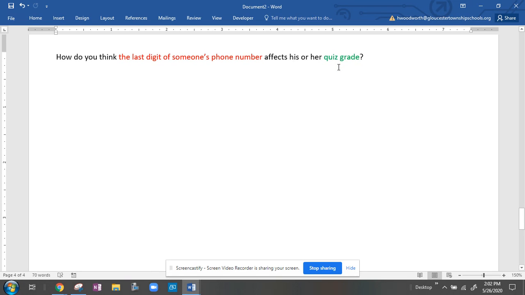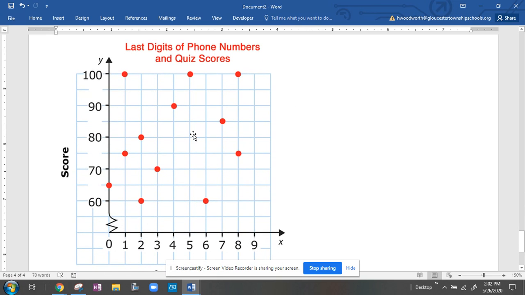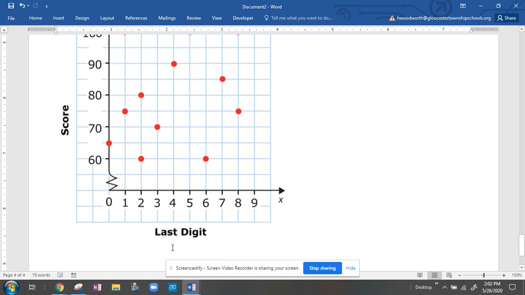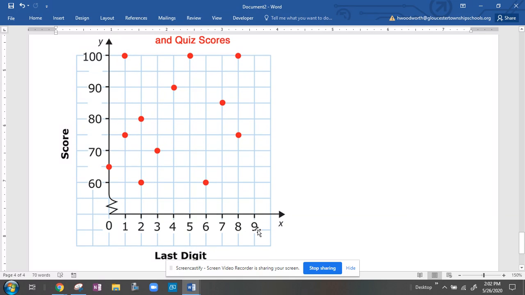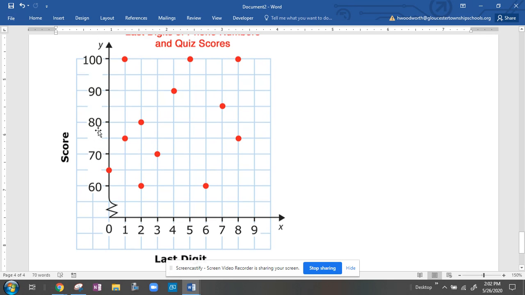If you're thinking, that doesn't even make sense, Mr. Woodworth, how would the last digit of my phone number affect my quiz grade? You'd be right, because check out the data. All right, here is the graph, and we have the last digit on the bottom here, and we're seeing if that affects someone's score. And you see there's no recognizable trend here. There's no grouping of the dots. There's no line that they all follow. They're all just scattered. So there's no relationship. The last digit of your phone number typically isn't going to affect how well you do on your quiz.